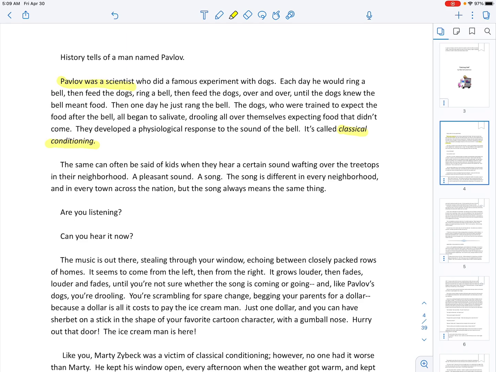And you can have sherbet on a stick in the shape of your favorite cartoon character with a gumball nose. Hurry out that door. The ice cream man is here.